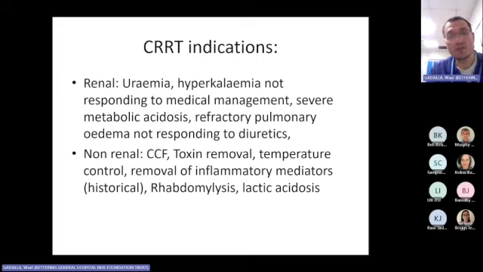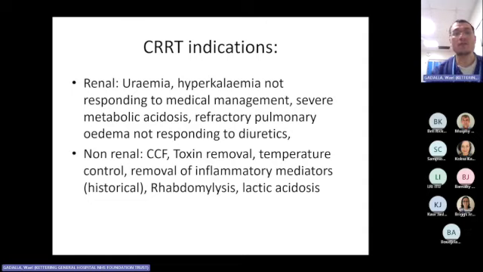So for renal causes: high urea, hyperkalemia not responding to medical treatment, severe metabolic acidosis, and refractory pulmonary edema that does not respond to diuretics. For non-renal causes: congestive heart failure. Sometimes we need CRRT for removal of toxins or temperature control. Removal of inflammatory mediators is historical; it's not an indication now. Rhabdomyolysis and lactic acidosis are the non-renal indications for dialysis.